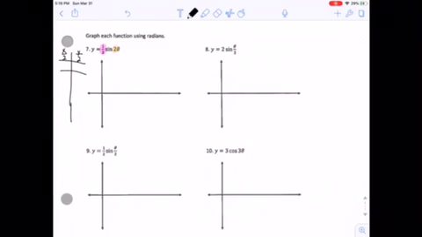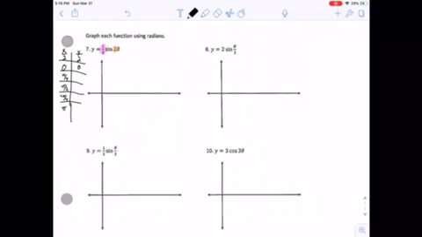And so start off with 0. 0 over 2 is 0. Pi over 2 divided by 2 is pi over 4. Pi divided by 2 is pi over 2. 3 pi over 2 divided by 2 is 3 pi over 4. And 2 pi over 2 is just pi. And so now our y values, since it's sine, we're starting at 0.